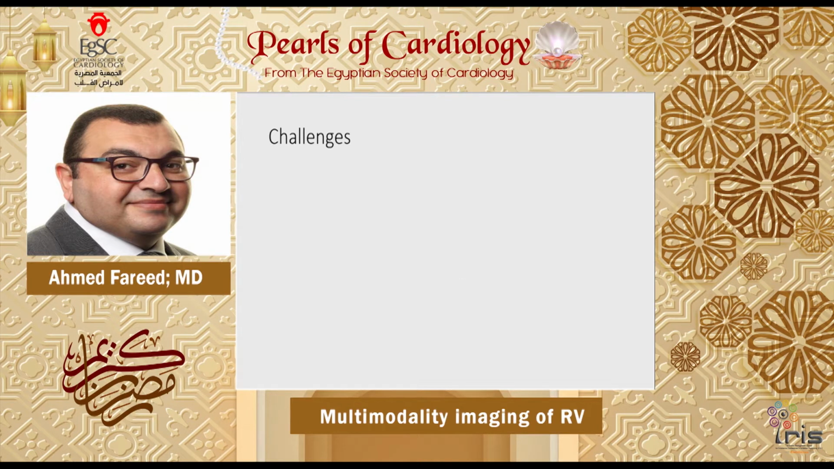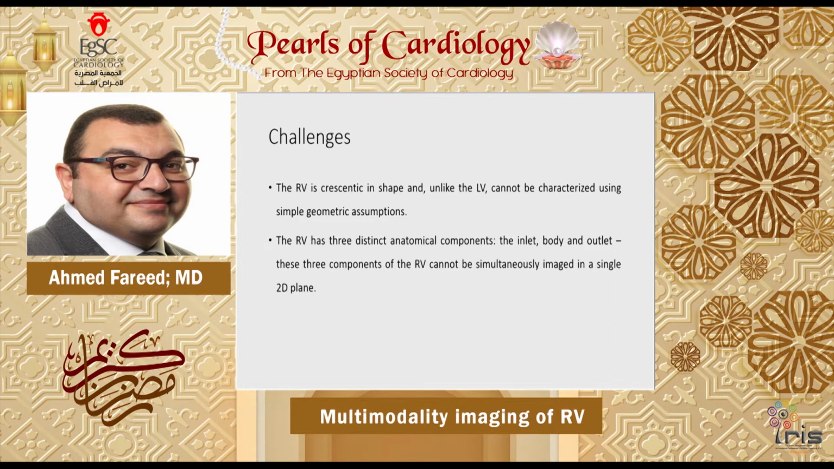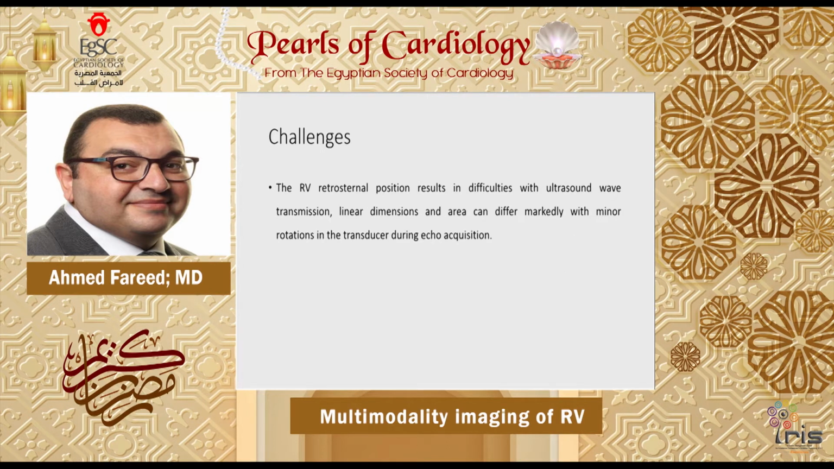So we have some challenges in imaging the right ventricle. The right ventricle is crescentic in shape, and unlike the left ventricle, it cannot be characterized using the simple geometric assumptions that we use in the left ventricle. The right ventricle has three distinct anatomical components: the inlet, the body, and the outlet. These three components cannot be simultaneously imaged in a single 2D plane by echocardiography. So we image one or two parts in the same sector, but we cannot see the three parts in the same sector of the 2D echocardiography.